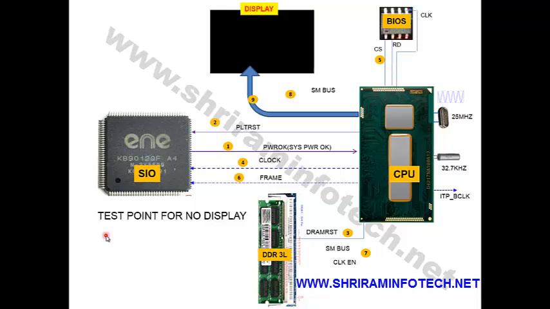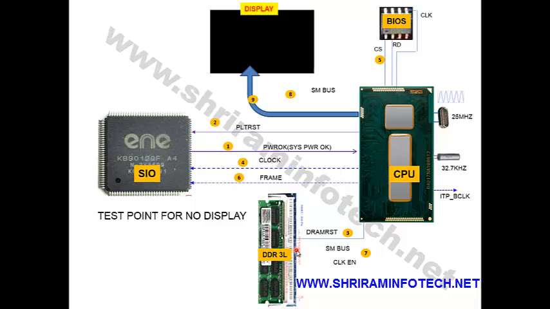So you can see in this screen the processor, CPU, then the BIOS is connected to the CPU, then the RAM, DDR3L and the SIO and the screen. These are the main components in the laptops. Okay, so once power gets to the entire motherboard, we'll see today what the signal flow is.